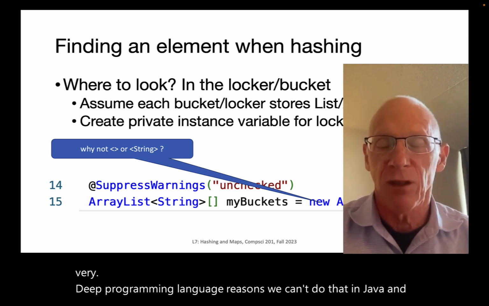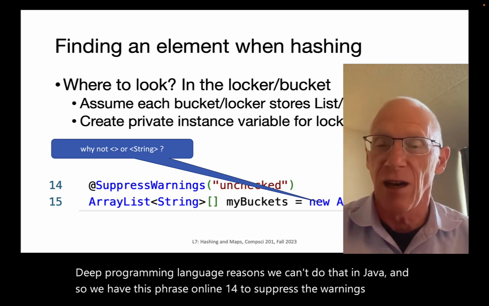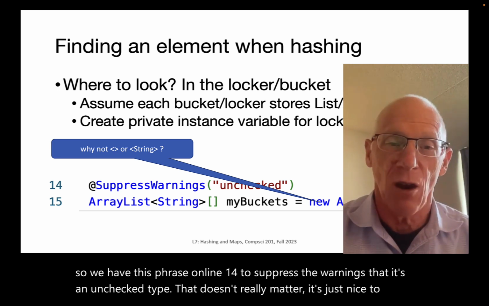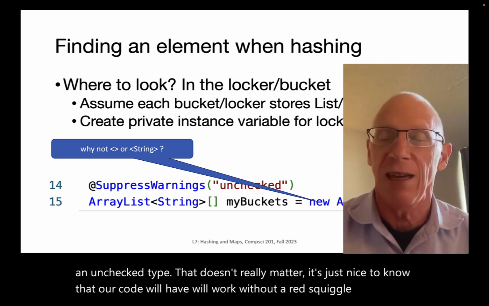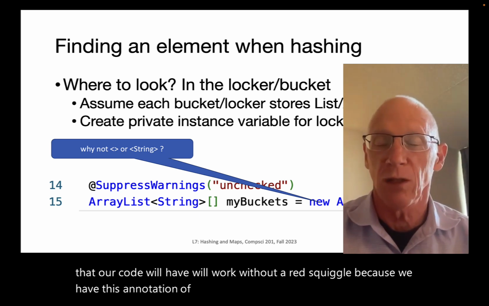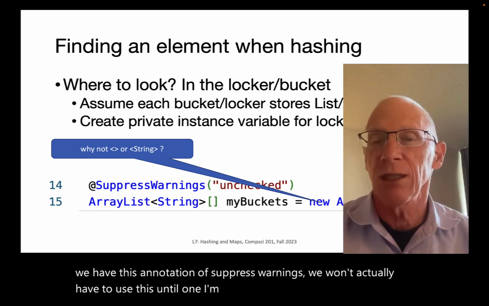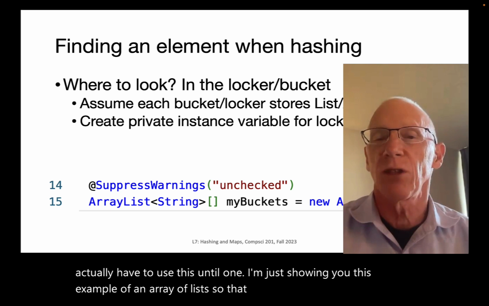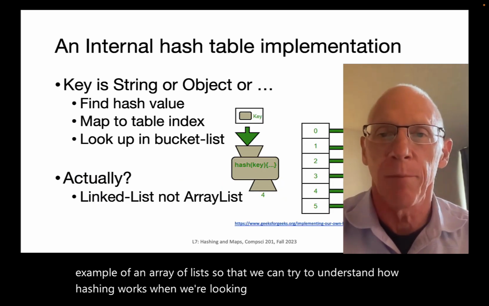And so we have this phrase on line 14 to suppress the warnings that it's an unchecked type. That doesn't really matter. It's just nice to know that our code will work without a red squiggle because we have this annotation of suppress warnings. We won't actually have to use this in 201. I'm just showing you this example of an array of lists so that we can try to understand how hashing works when we're looking something up.